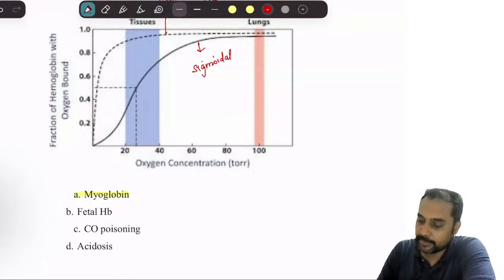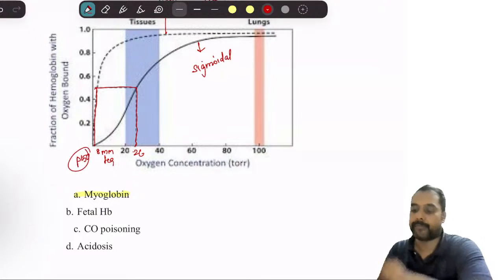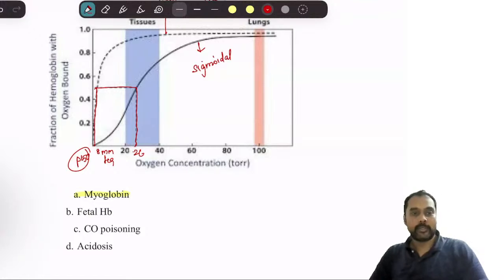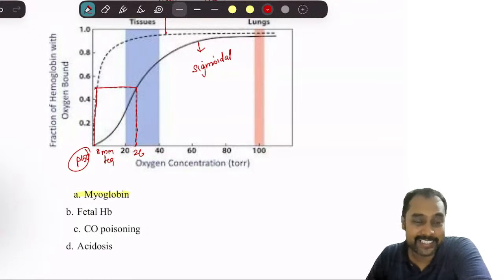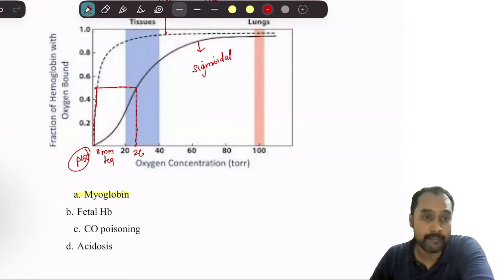And you can also see from the picture, this one is 26 and for this it will be 8 mmHg. So that is called the P50. Okay, fine. So the P50 of myoglobin is lesser than the P50 of hemoglobin, which means that myoglobin has more affinity to oxygen than hemoglobin, right?